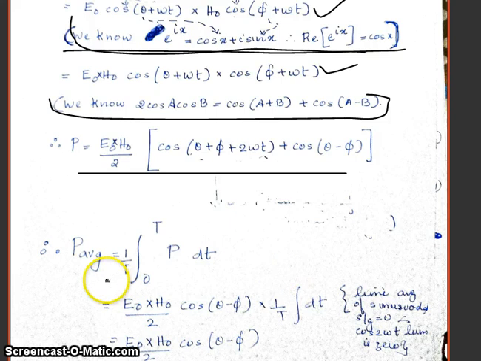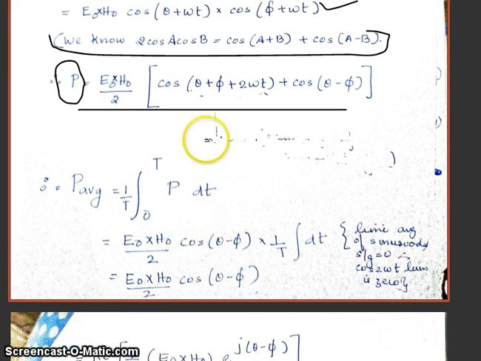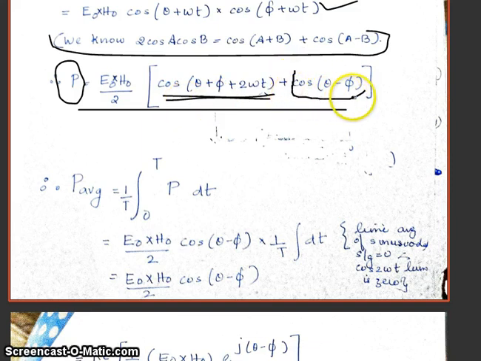Next, I am going to integrate this over one time period. So P average is equal to 1 by T integral 0 to T P dt. As I said earlier, this term will be equal to 0, because if you integrate sin n omega t or cos n omega t over one time period, it will be equal to 0, and this term cos of theta minus phi will be a constant. Then obviously E naught and h naught are also constant. So I can take E naught, h naught and cos theta minus phi outside the integral, and finally I can write it as E naught h naught by 2 into cos theta minus phi into this 1 by T integral 0 to T dt.